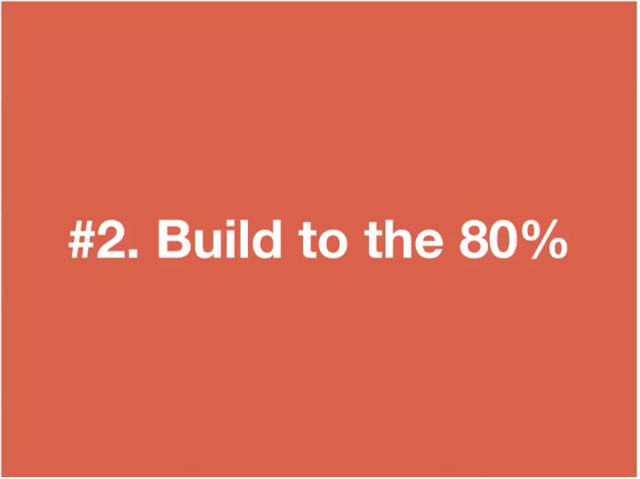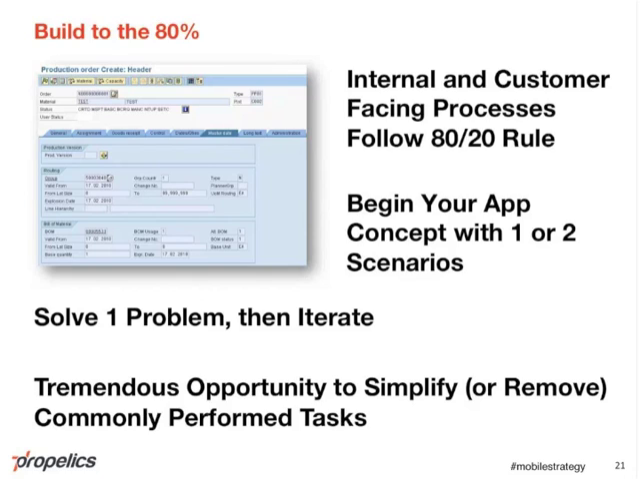The second tip I want to talk a little bit around is building to the 80%. And similar to a little bit of what I just mentioned, a lot of our customer-facing applications and internal processes, meaning applications that we're building in-house to be able to support what we're doing with customers, either in CRM or on the ERP side or something else. Typically, about 80% of those customer needs are handled in about 20% of that functionality.